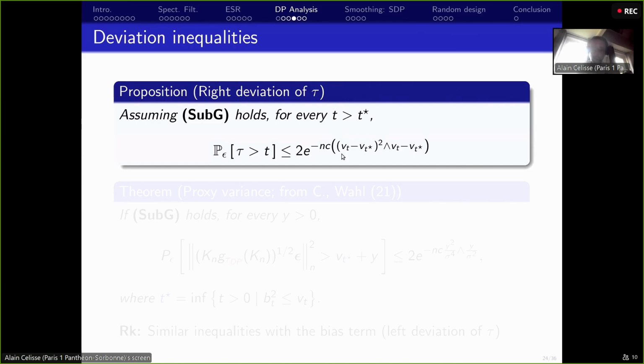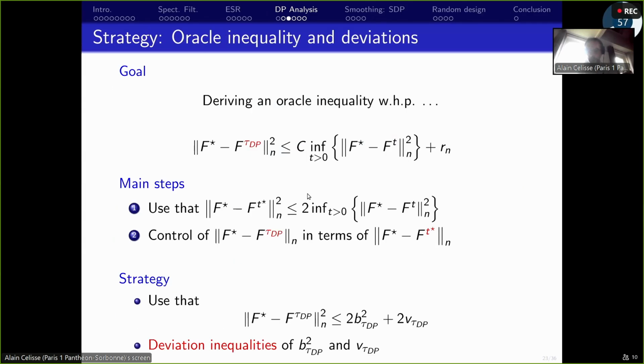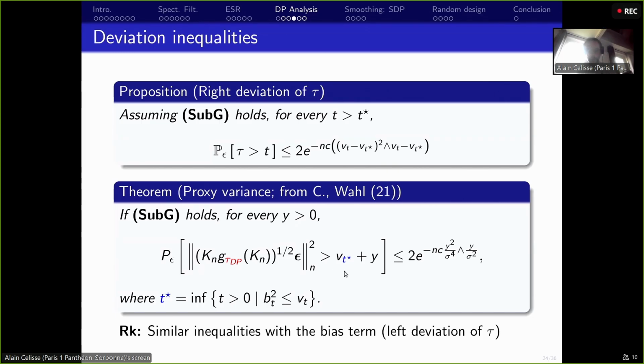And we have also a similar property for the bias term. I have not written it here for the sake of saving space, but actually this is the same story for the bias term. Thanks to such a result, then we are able to quantify what I was explaining. So the proxy variance, I said that earlier, that for deriving my oracle inequality, I need to relate the proxy variance at tau dp to what happens at t star. And this is exactly the main merit of this result at the bottom of the slide.